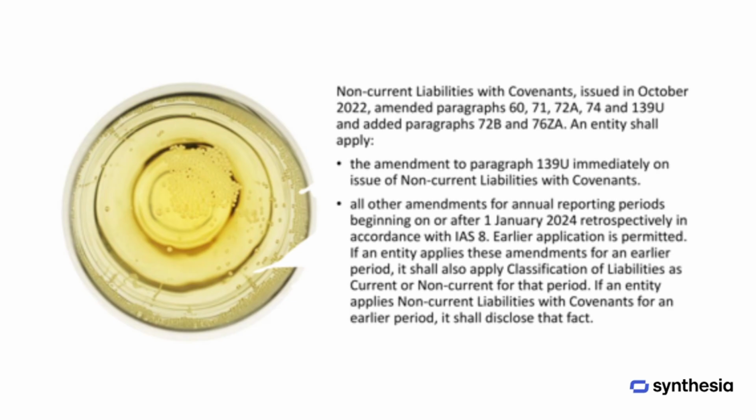Earlier application is permitted. If an entity applies these amendments for an earlier period, it shall also apply the Classification of Liabilities as Current or Non-current for that period. If an entity applies Non-current Liabilities with Covenants for an earlier period, it shall disclose that fact.